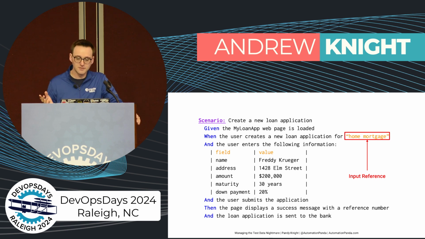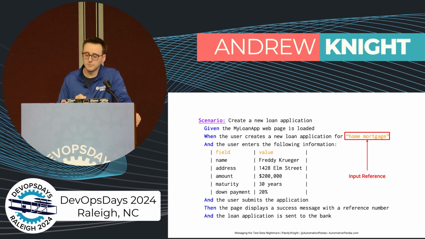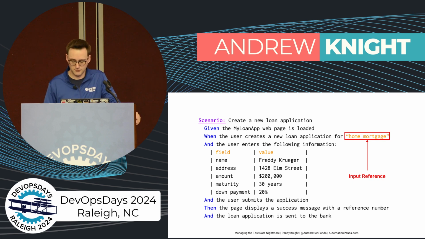One way you could avoid this is you could try to dynamically create the home mortgage loan type in the system, but let's say that takes too long. We know the pain points, so we're stuck with input reference. A more robust solution than just hard coding a reference like this could be data discovery. Let's say the target web app is already configured with multiple acceptable loan types.